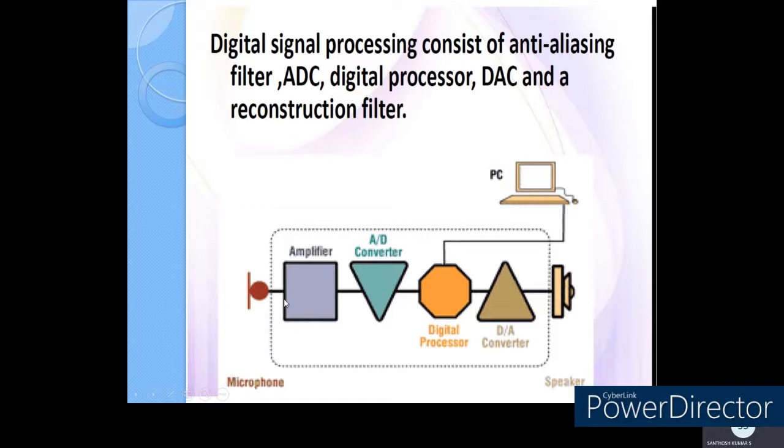At the transmitter end, we use a microphone, which consists of an amplifier. It converts an analog signal into a digital one. Then we give it to the digital signal processor, which may usually be a computer. Then we use a digital to analog converter, and finally the signal is given to the speaker. So these are the operations involved in any system. For example, it may be our mobile phone itself, which we can use to perform these operations.